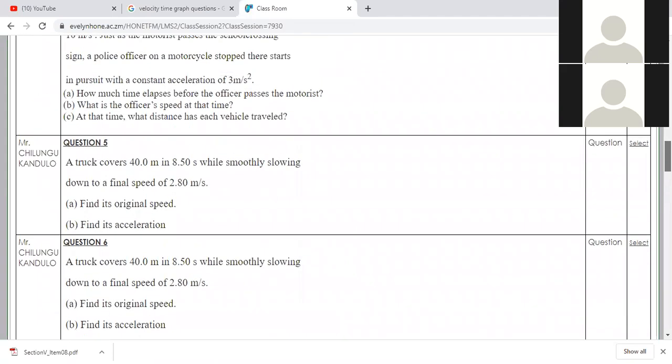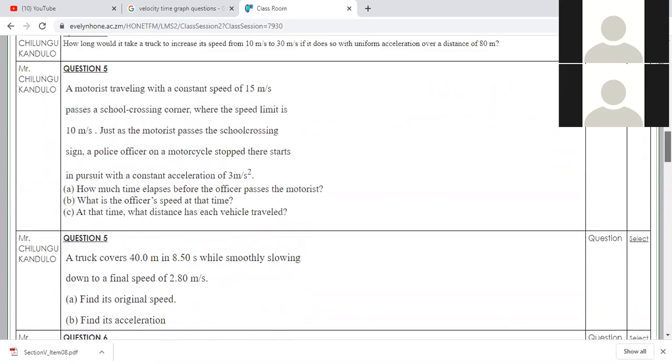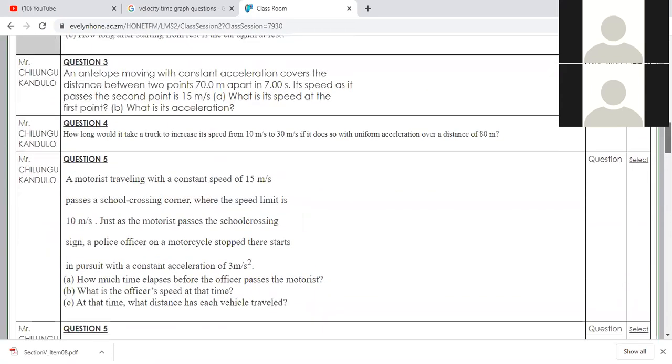I'm trying to explain. All these questions that I've put up here are all different in the way you go about them. Question 3 and 4, you just use the same equation.